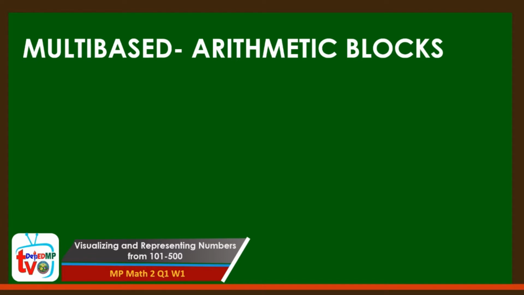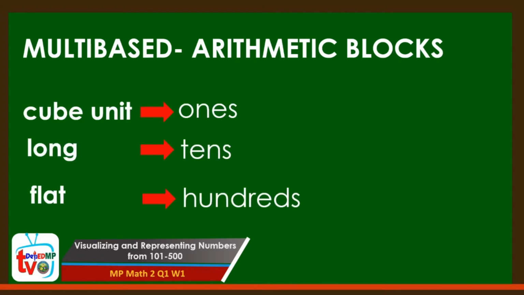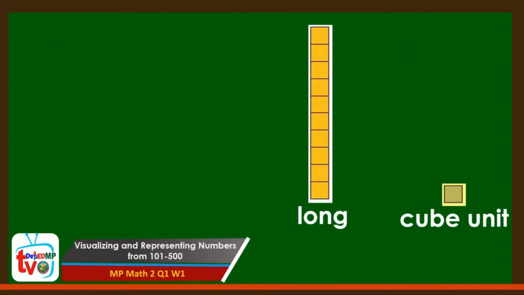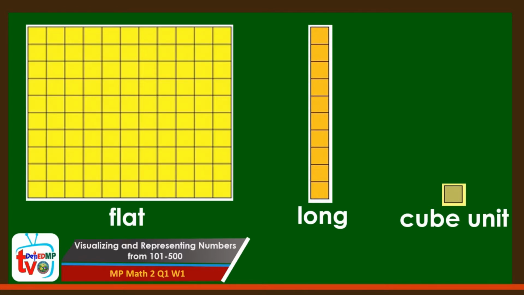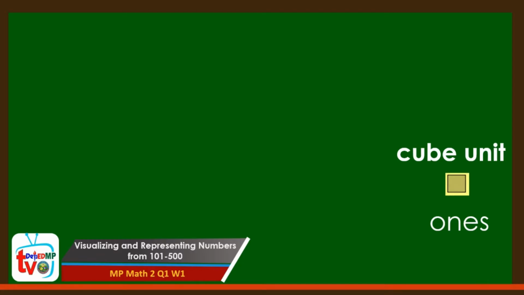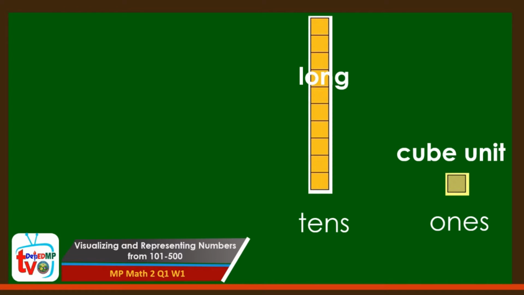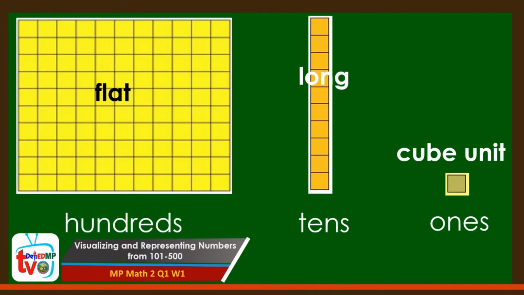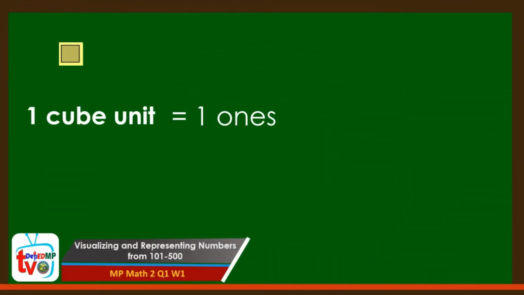Mario, will you explain what multi-base arithmetic blocks are? Yes, ma'am. Multi-base arithmetic blocks are the long, which represents the tens, and the flat, which represents hundreds. So that is the cube unit, that is the long, and that is the flat. Very good, Mario. So again, the ones is represented by the cube unit, the long represents the tens, and the flat represents hundreds.